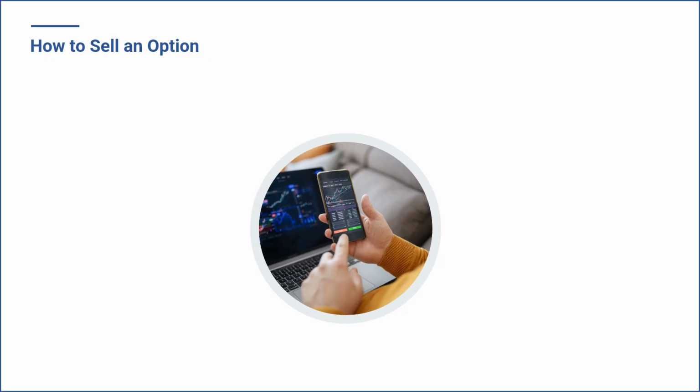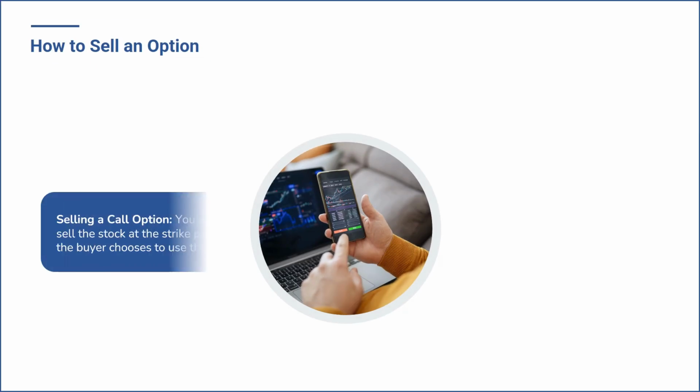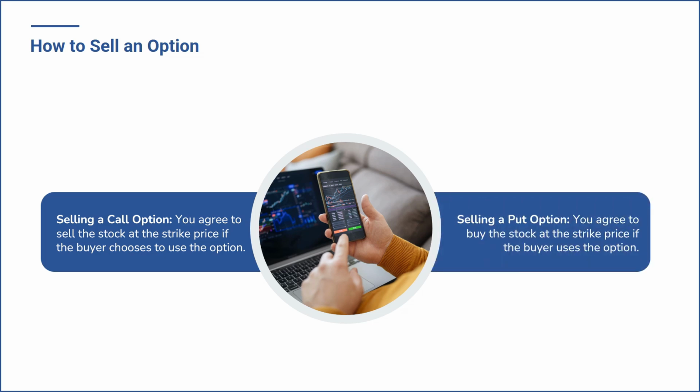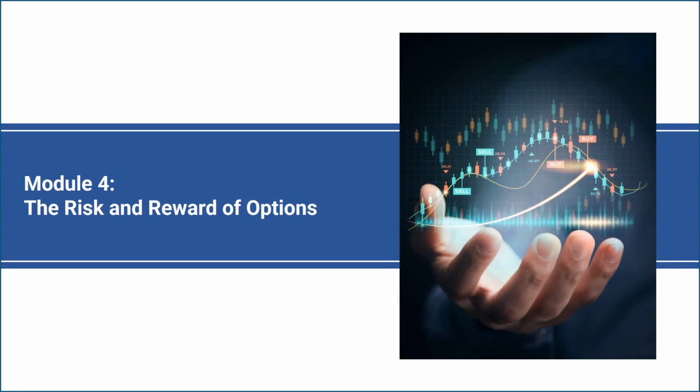How to sell an option contract. Selling a call option, you agree to sell the stock at a strike price if the buyer chooses to use the option. Selling a put option, you agree to buy the stock at the strike price if the buyer uses the option. And in module four, we're going to be talking about risk and reward of options.